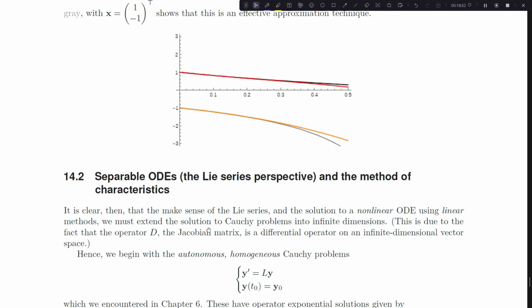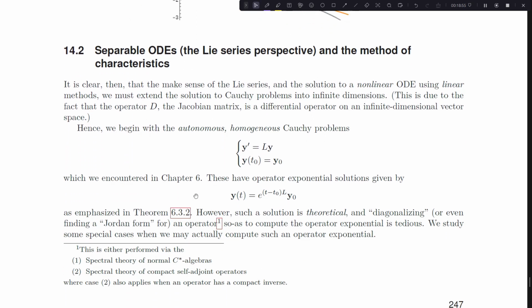So this section is called separable ODEs, the Lie series perspective. Turns out we can solve separable ODEs with the Lie series and the method of characteristics. The method of characteristics is going to be one of our introductions to PDEs, and then in section 14.3 we have another introduction to PDEs using some of the techniques that we've developed. But the first thing I'll cover is separable ODEs from a Lie series perspective.